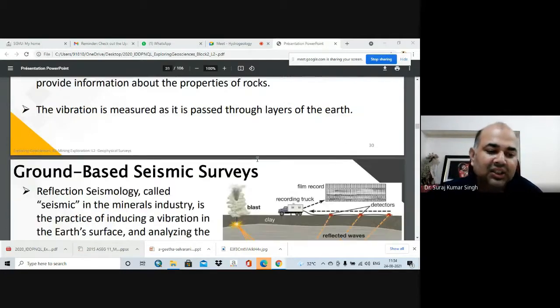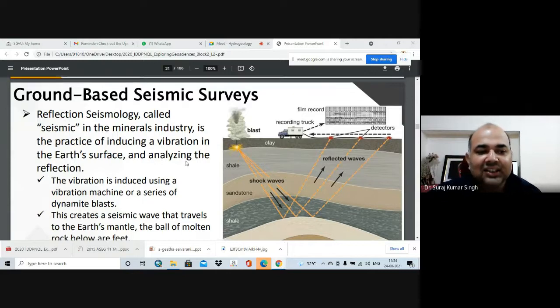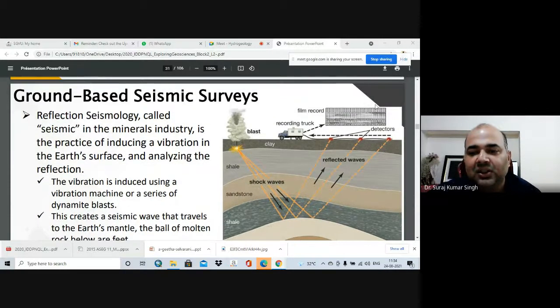identify the anomaly. So reflection seismology, called seismic in the minerals industry, is the practice of inducing a vibration on the earth's surface and analyzing the reflection. So you can see that this is a detector that is going on, and it is producing different kinds of records. The blasting is going on in parallel, the shock waves are thrown into the ground, and the reflected waves are being recorded by the instrument. Finally, you convert that information into graphs, into a graphic, so that you can understand and identify the anomaly of that area.